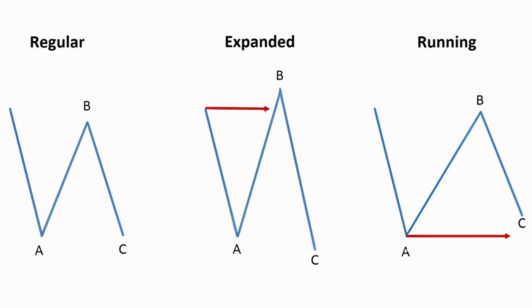There are 3 main types of flats: regular, expanded, and running. In a regular flat, Wave B retraces close to the start of Wave A, and Wave C ends near or slightly beyond the end of Wave A. An expanded flat is more dramatic. Wave B goes beyond the start of Wave A, and Wave C extends well beyond the end of Wave A, making it trickier to spot. In a running flat, Wave B retraces deeply, but Wave C falls short of Wave A's end, and the pattern often signals a strong trend ahead.